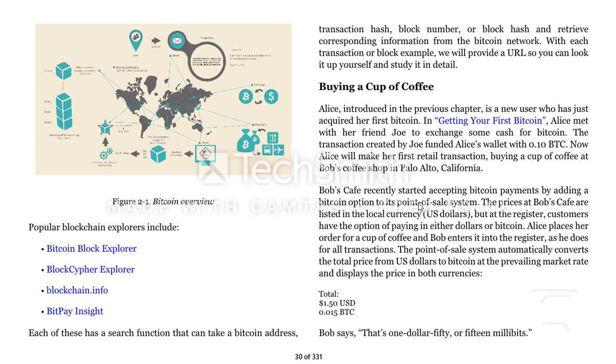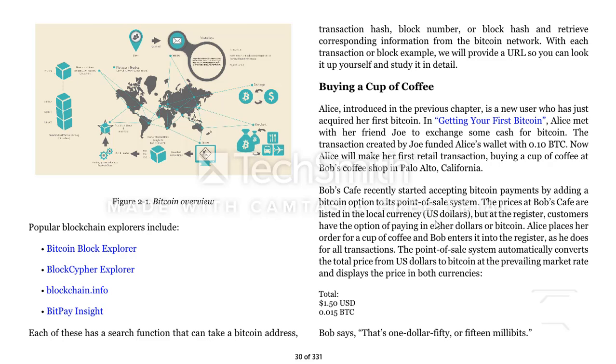Each of these has a search function that can take a Bitcoin address, transaction hash, block number, or block hash and retrieve corresponding information from the Bitcoin network. With each transaction or block example, we will provide a URL so you can look it up yourself and study it in detail. Buying a cup of coffee.